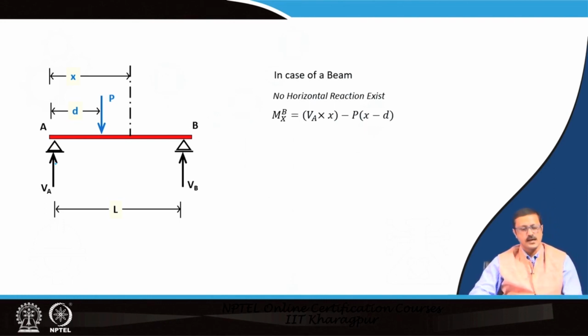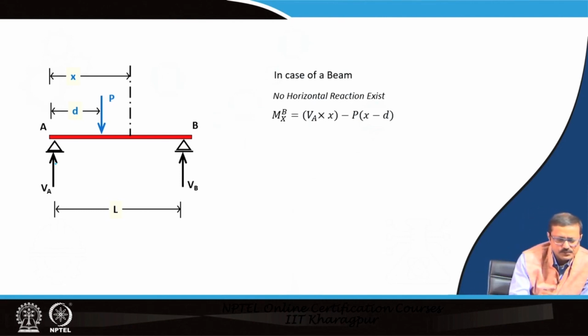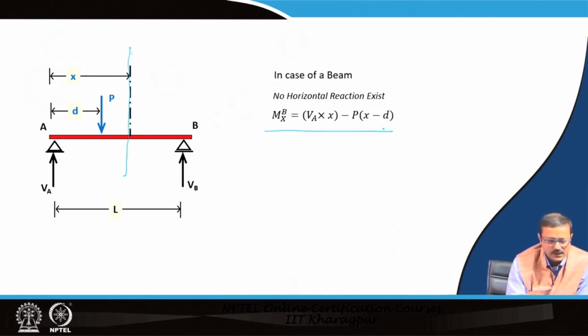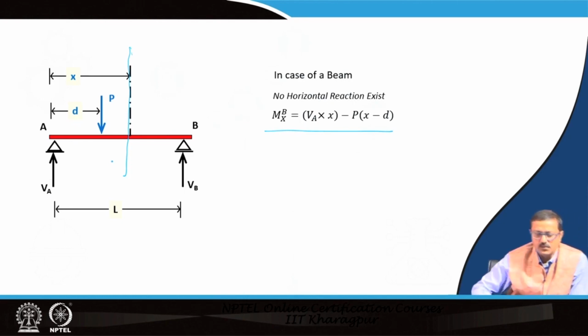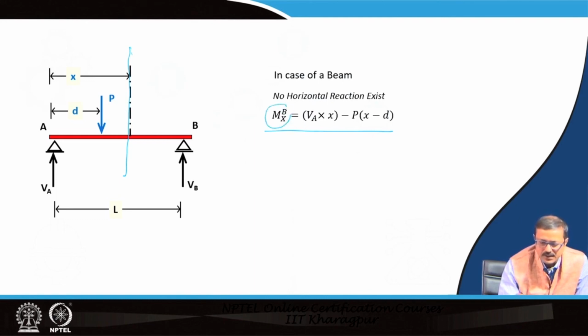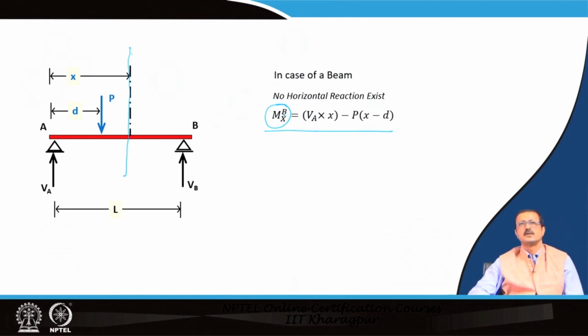Now, another type of arch action. Let us understand why the arch action is important and beneficial to us. I have taken an example of a hinged, simply supported beam, and a load is placed at a distance d from one end. The bending moment at a particular point x is given by V into x minus P into x minus d, which I call M_B at x because it is a section at x. So, this is the moment at x for the beam.